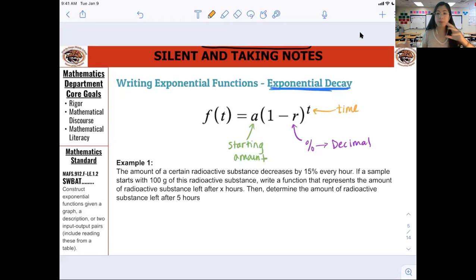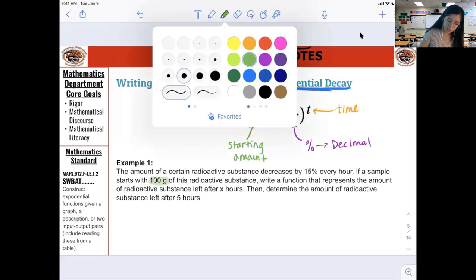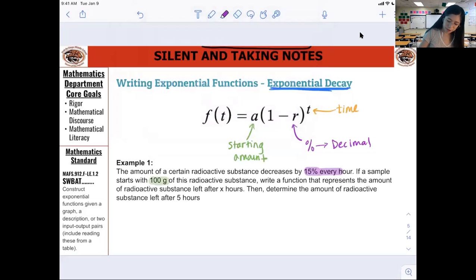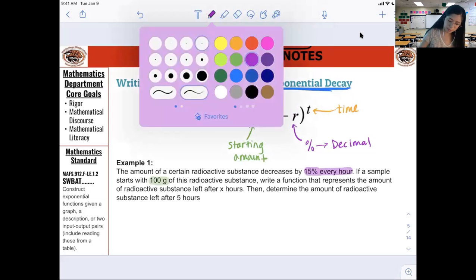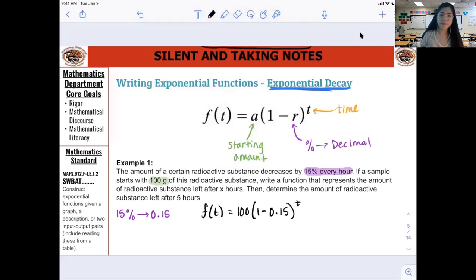Perfect. So, same as before, we're just going to write the function, then we'll plug in our input value. So for now, I'm just going to start by writing my function. My starting amount is 100 grams. My percentage is 15% every hour. So what is 15% as a decimal? 0.15. Good. Cool. Here we go. F of t equals 100 times 1 minus 0.15 to the power of t.